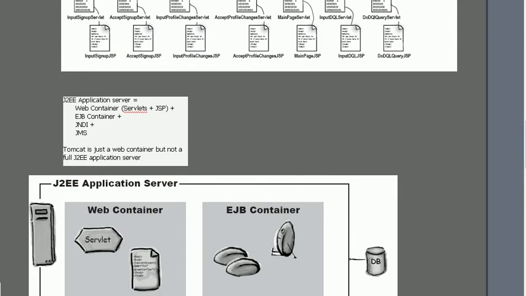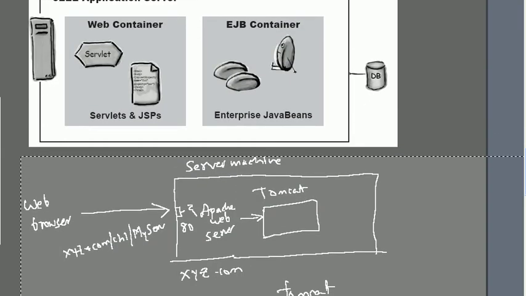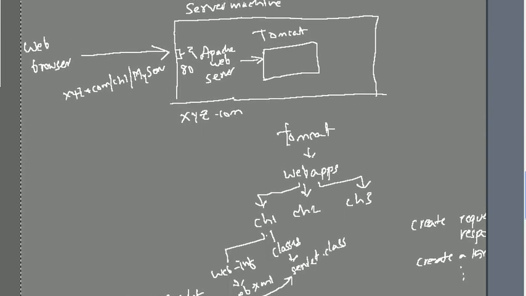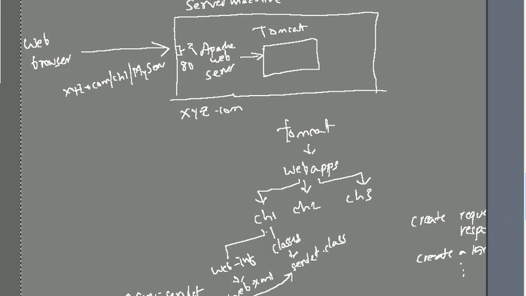So J2EE application servers can contain both web containers and EJB containers, as well as JNDI and JMS, whereas Tomcat is just a web container but not a full J2EE application server. So this is what a J2EE application server comprises of.